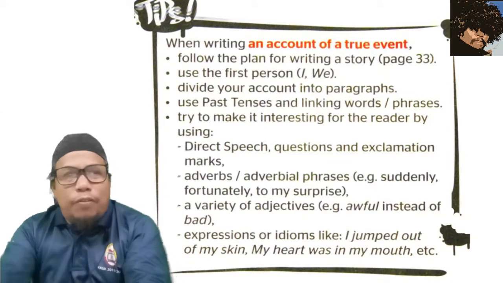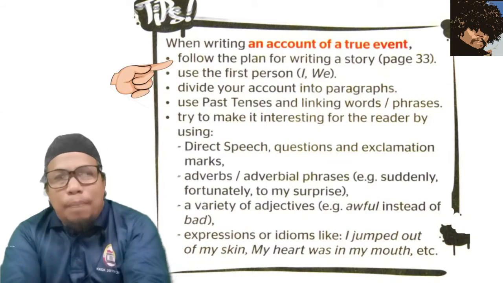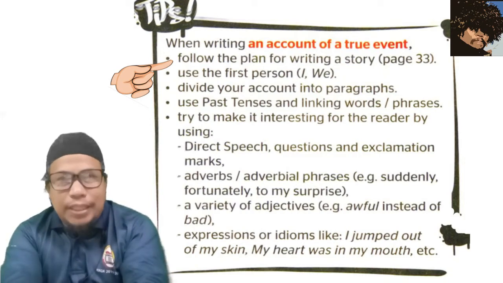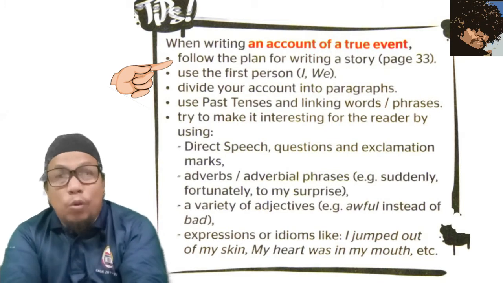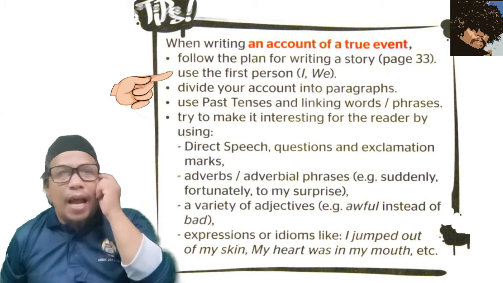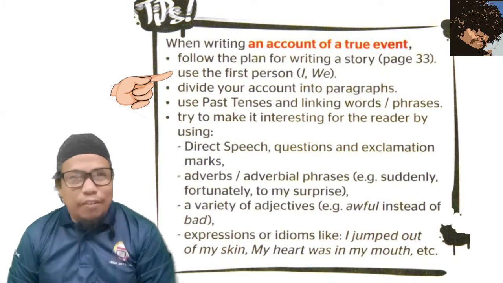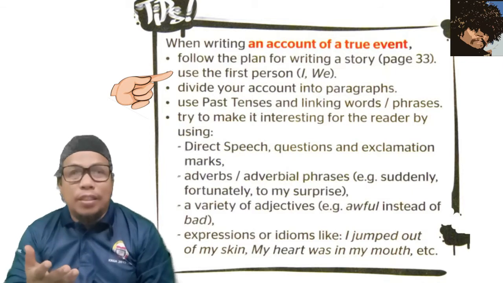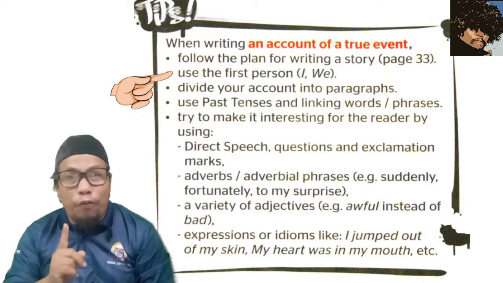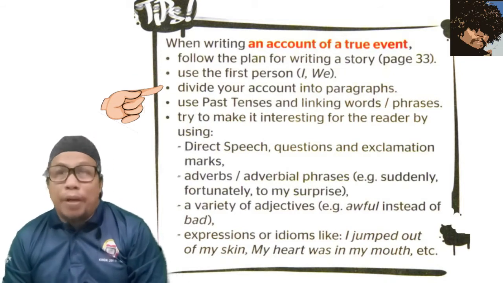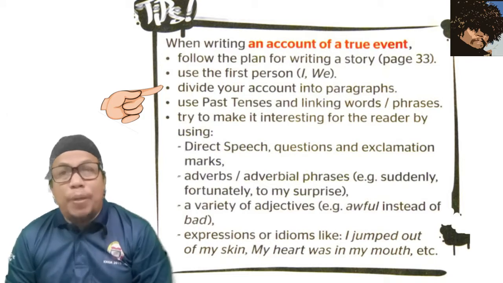When writing an account of a true event, firstly, follow the plan on writing a story on page 33. After this, I will show you what the plan looks like. If you have the book with you, turn to page 33. Use the first person, which is I and we. Why are we using the first person, I and we? Because we are writing about ourselves. So in other words, we are using the first person point of view, which is ourselves, the writer. Next, divide your account into paragraphs. After this, when I show you the plan on page 33, you will know what the paragraphs look like.